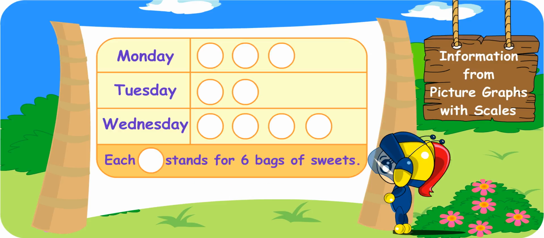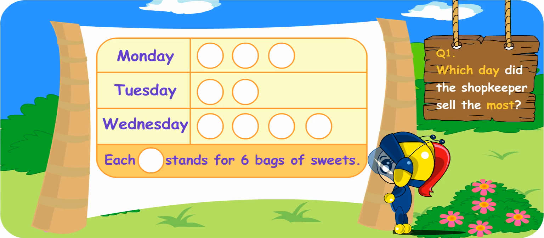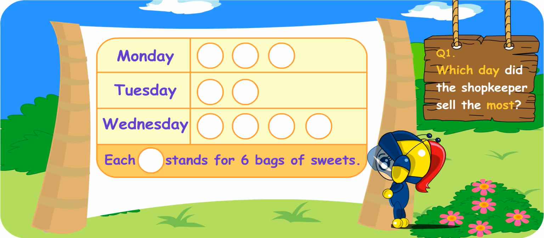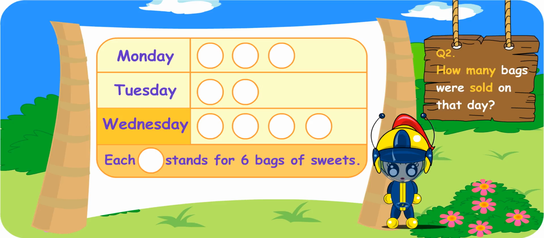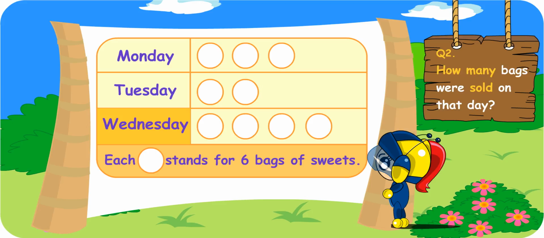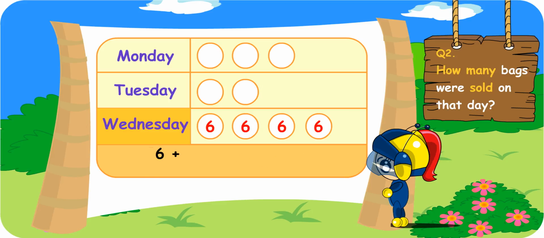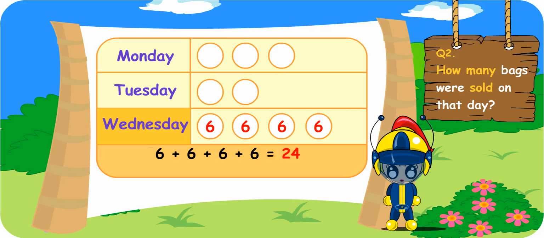This graph shows the number of bags of sweets a shopkeeper sold on Monday, Tuesday, and Wednesday. From the graph, can you tell me on which day the shopkeeper sold the most bags of sweets? It was on Wednesday as there are the most circles in that row. How many bags were sold on that day? There are 4 circles in Wednesday's row. Each circle stands for 6 bags of sweets. 6 plus 6 plus 6 plus 6 equals 24. Thus, 24 bags of sweets were sold on Wednesday.